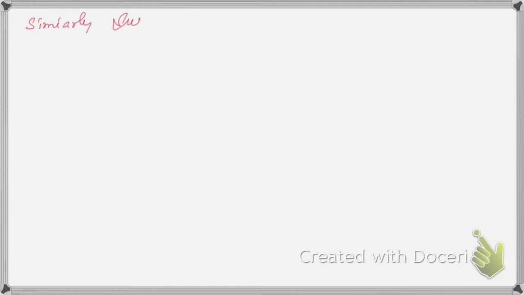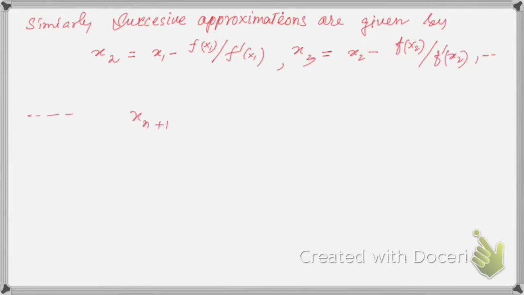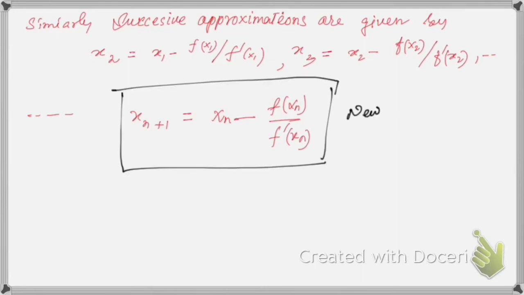Similarly, successive approximations are given by x2 is equal to x1 minus f of x1 by f dash of x1, x3 is equal to x2 minus f of x2 by f dash of x2, and so on. Then xn plus 1 is equal to xn minus f of xn by f dash of xn. This formula is known as the Newton-Raphson formula.